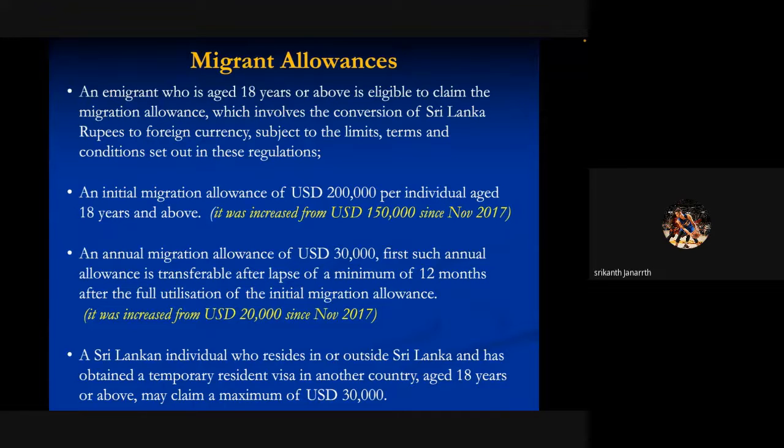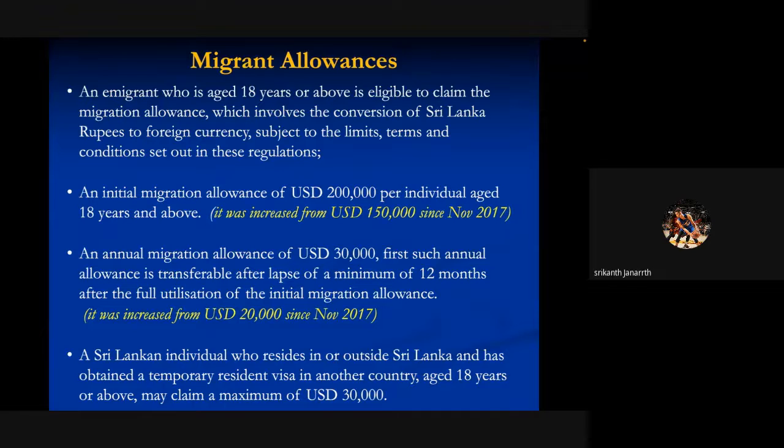The first such annual allowance is transferable after a lapse of a minimum of 12 months after the full utilization of the initial migration allowance. What do you mean by that? If you are entitled to 200,000 as initial migration allowance, in 2020 you have taken 50, and in 2021 you have taken the entire balance of $150,000 in June. So by May this year the 12 months are over. Then six months, July to December, and another six months up to June this year. By the end of June this year, your 30,000 annual allowance will start coming in. From this year onwards, you are entitled to 30,000 every year. So that comes in after a lapse of 12 months after taking the initial migration allowance.